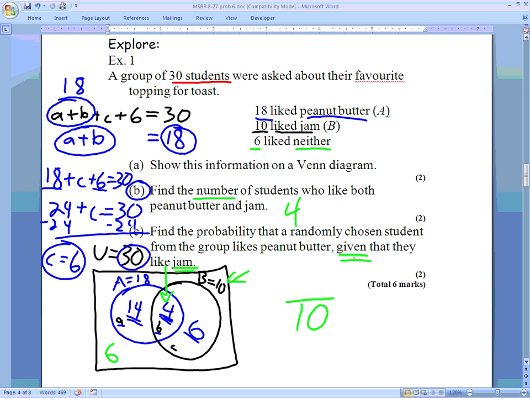I can cover up the 6 over here and the 14 over here. Don't even look at those. Only look at the 10 students in the black circle who liked jam, because that's what I was given. Now, of those 10 students, which ones like peanut butter? Well, again only looking at those 10, that would be the 4 in the center who liked peanut butter. So my probability is 4 out of 10. And that would be conditional probability.